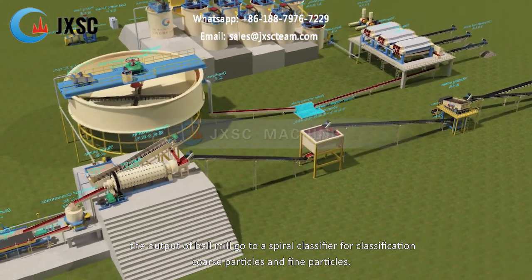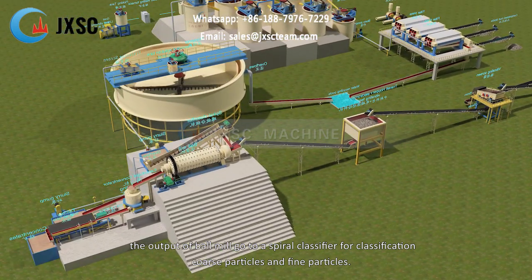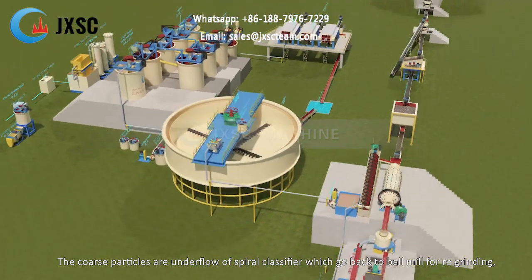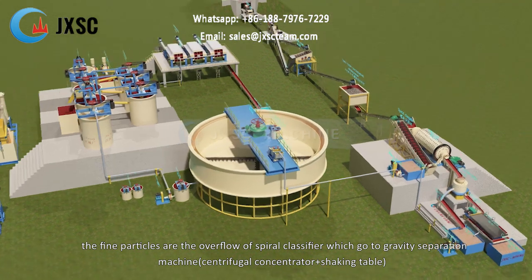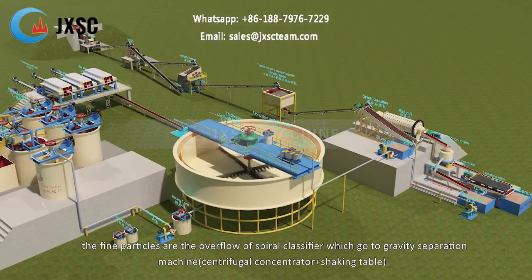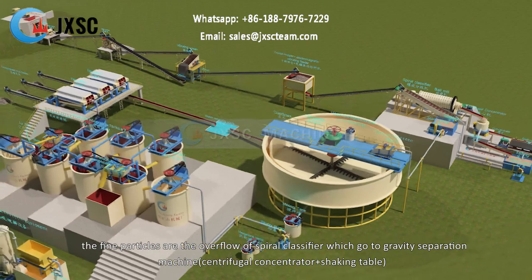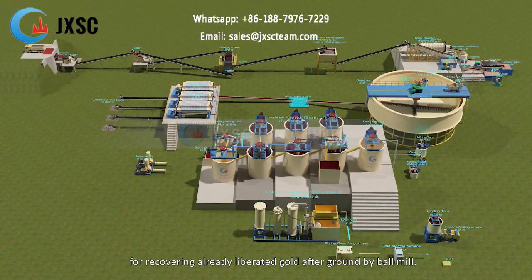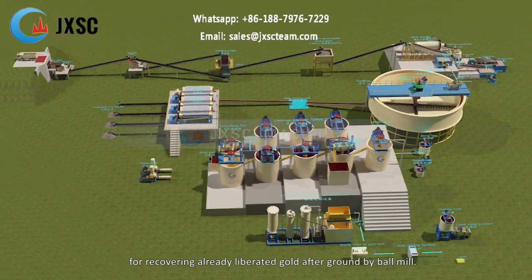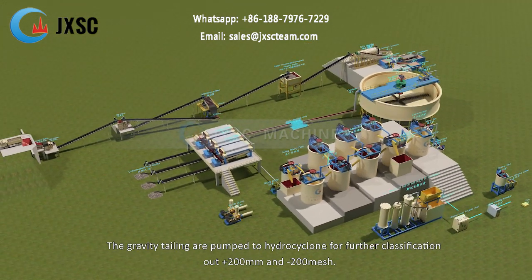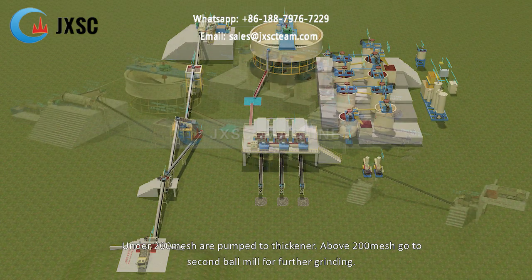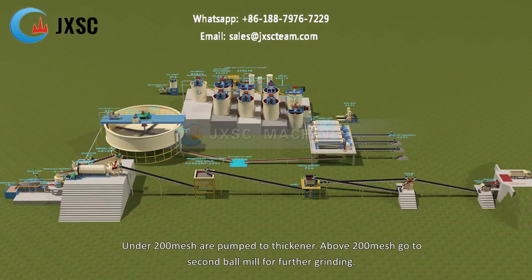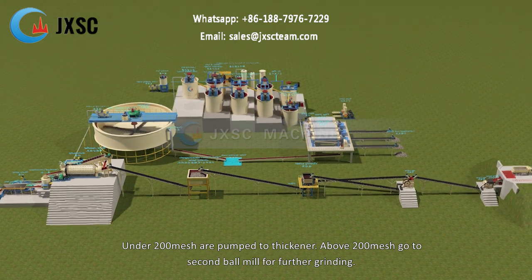The output of the ball mill goes to a spiral classifier for classification of coarse particles and fine particles. The coarse particles are the underflow of the spiral classifier, which go back to the ball mill for regrinding. The fine particles are the overflow of the spiral classifier, which go to the gravity separation machine, centrifugal concentrator plus shaking table, for recovering already liberated gold after grinding by the ball mill. The gravity tailing is pumped to a hydrocyclone for further classification into larger than 200 mesh and less than 200 mesh. Under 200 mesh is pumped to the thickener. Above 200 mesh goes to the second ball mill for further grinding.